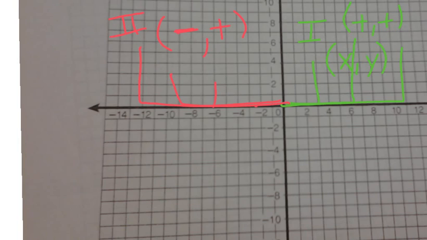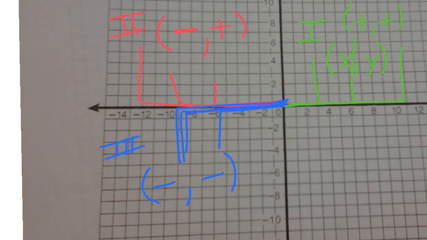Okay? Let's think about quadrant number 3. If I start at the origin and I go over and down, over and down, over and down, what's going to happen to my point every time? It's going to be negative, negative. See it? You go over negative, you go down. That's negative. So all the points in quadrant 3 are negative, negative.